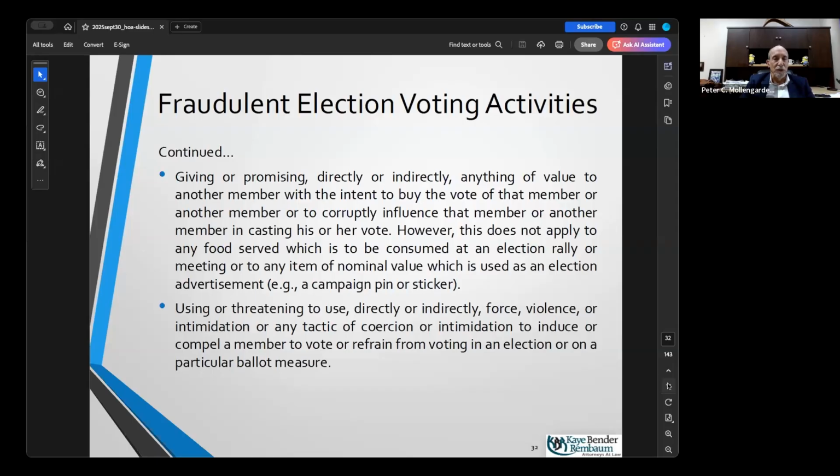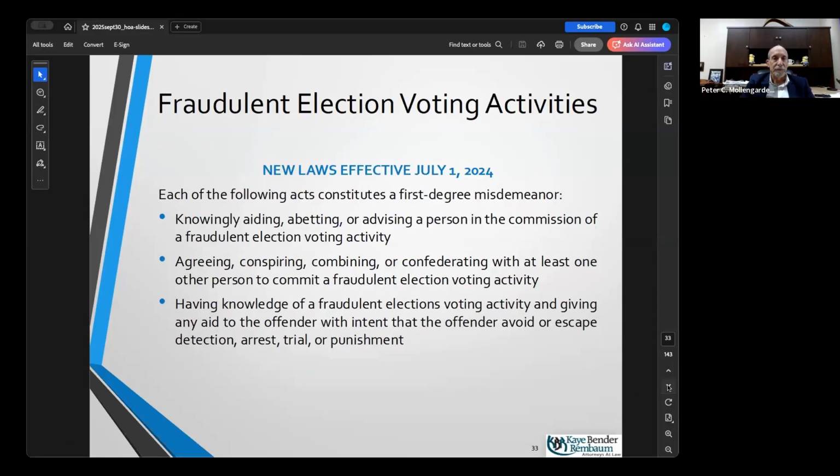Using or threatening to use directly or indirectly force, violence, or intimidation, or any tactic of coercion or intimidation, to compel someone how to vote. So again, things that hopefully no one listening here will be involved with. Things that were enacted last year, but still pretty new, still pretty fresh. Each of these activities constitutes a first-degree misdemeanor.